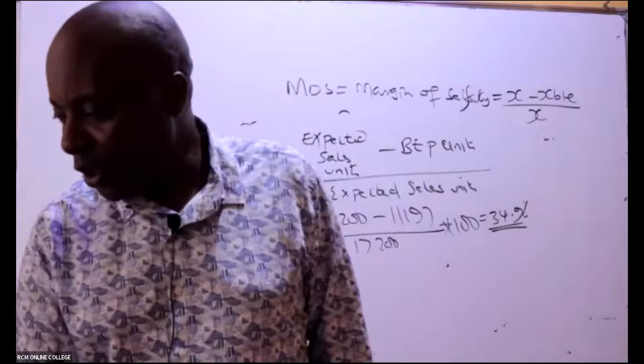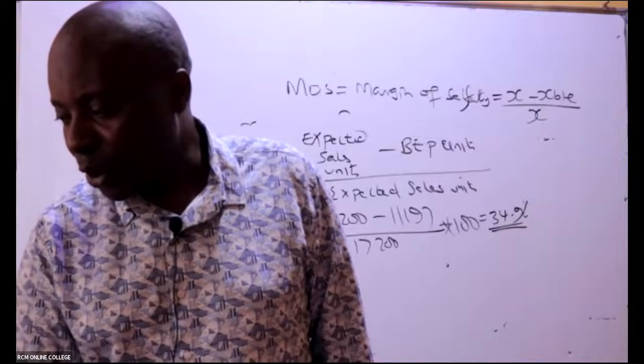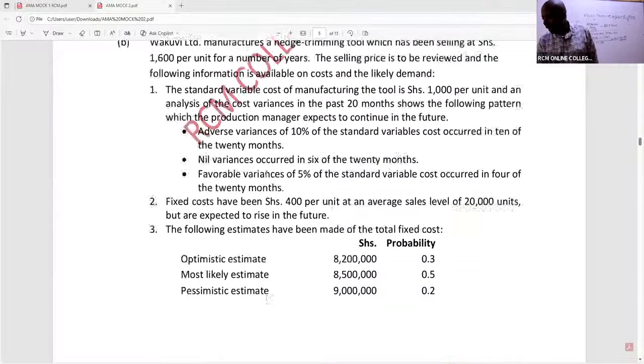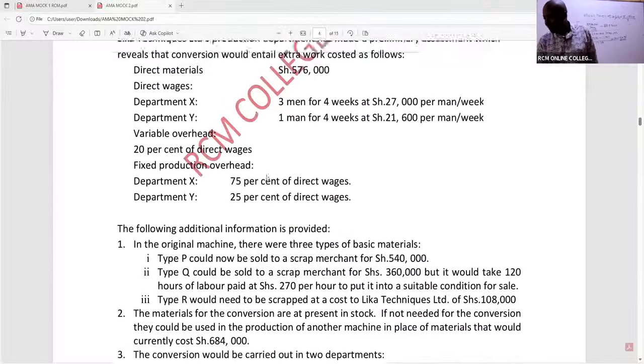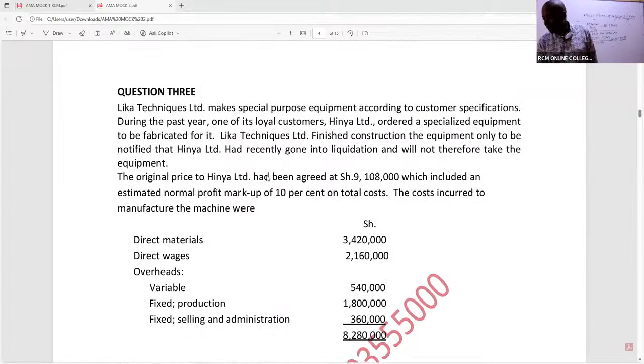With your permission, ladies and gentlemen, I'll go to the next question. The only question we haven't done here, I think, is question number 3. Question number 3: Liquor Techniques Limited makes special purpose equipment according to customer specifications.